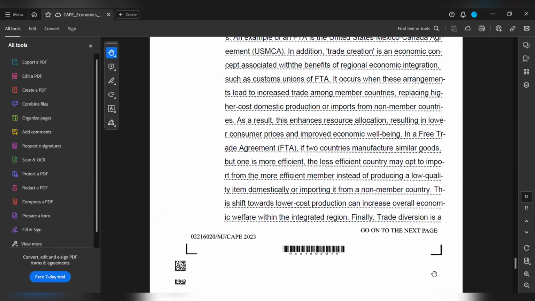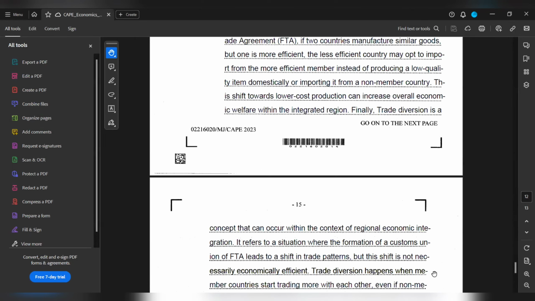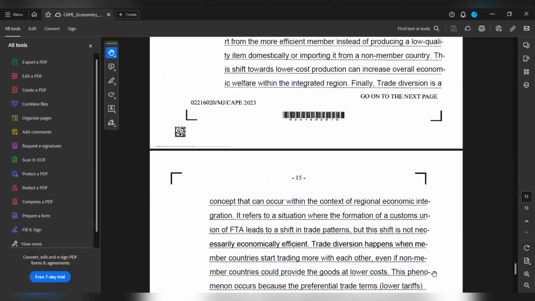Finally, trade diversion is a concept that occurs within the context of regional economic integration. It refers to a situation where the formation of a customs union or FTA leads to a shift in trade patterns, but this shift is not necessarily economically efficient. Trade diversion happens when member countries start trading more with each other, even if non-member countries could provide the goods at lower costs.